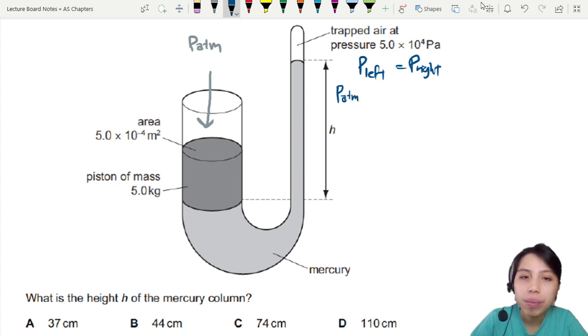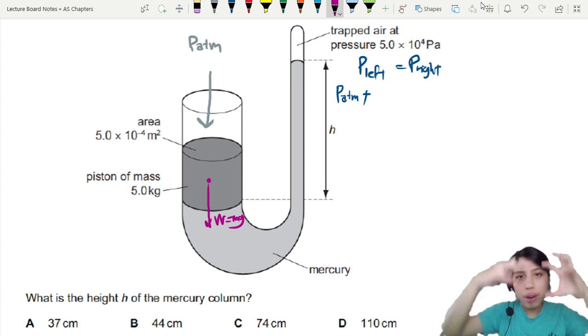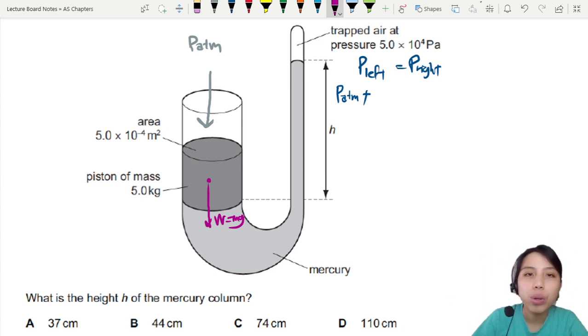Atmospheric pressure. Who else? Oh, piston. The piston is heavy. It has some kind of weight, mg, that is pulling it down. And therefore, the piston will press down on the liquid. So let's write here P due to piston. Thanks to the piston, we also have a pressure.